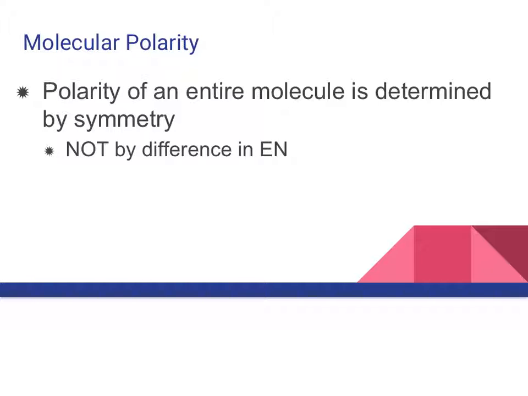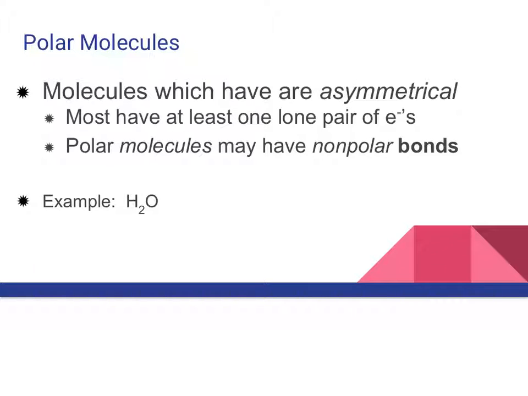In the past, we have talked about polar and nonpolar bonds, and recall polar and nonpolar bonds were determined based on the difference in electronegativity. But when we talk about the molecule as a whole, the polarity of an entire molecule is going to be determined by the symmetry. Is it symmetrical or not? Polar molecules, then, are molecules that are asymmetrical.